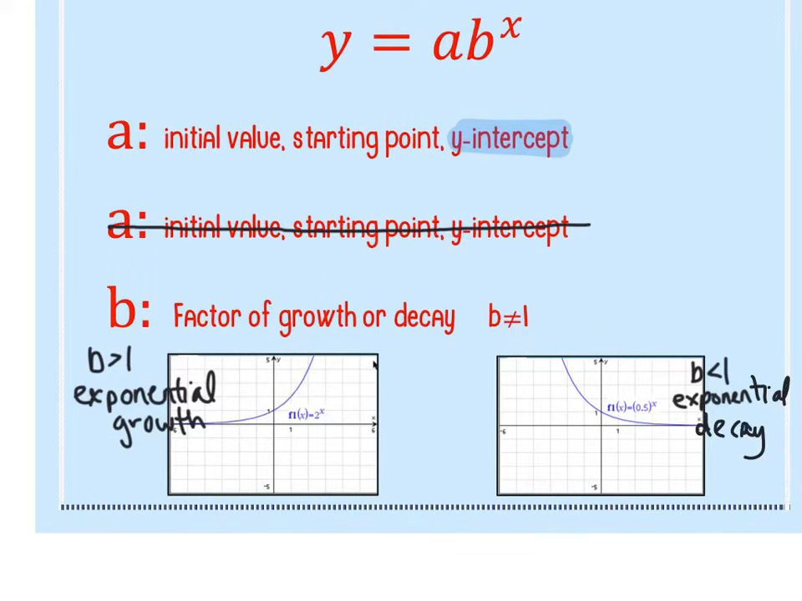Now, what does that mean? What does growth and decay mean? Growth means that the graph from left to right is increasing. Decay means the graph from left to right is decreasing.